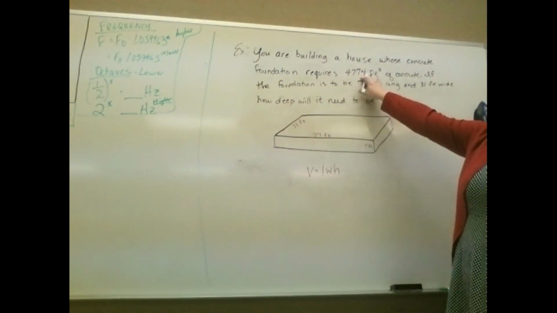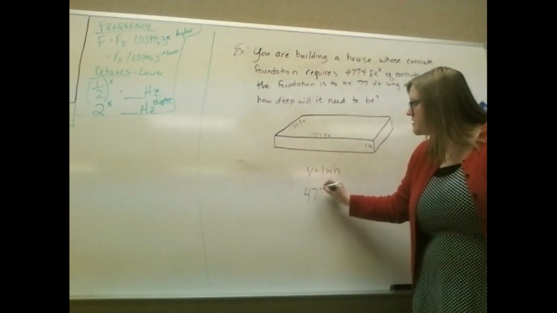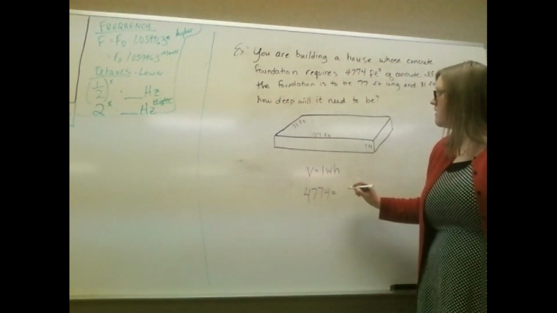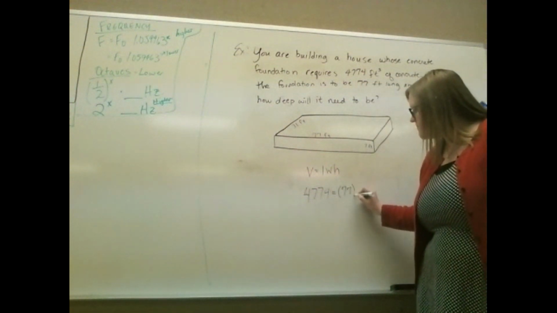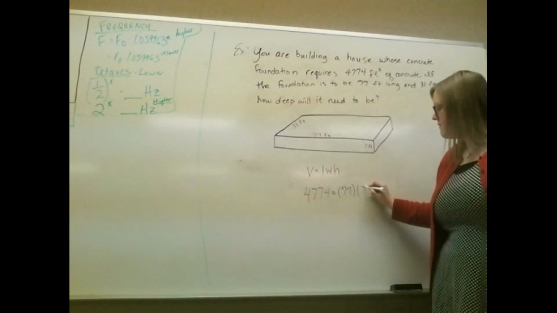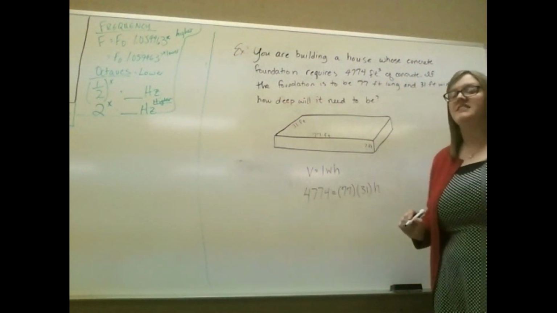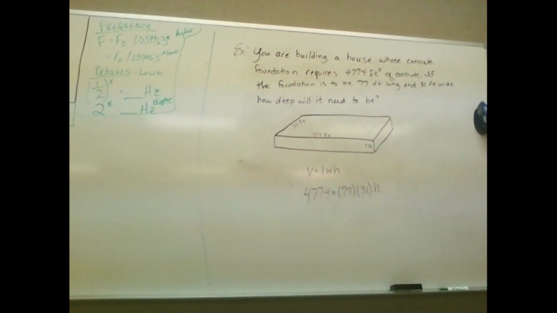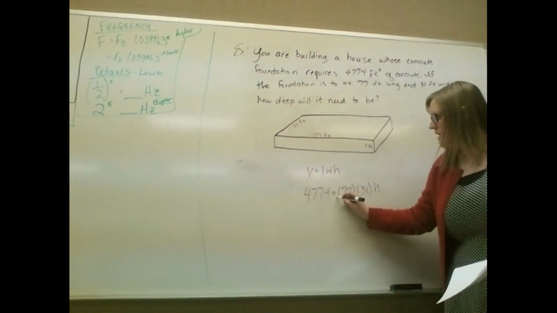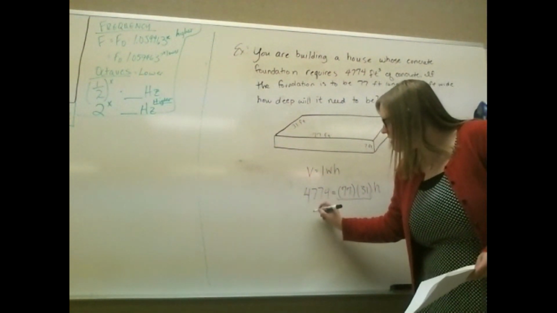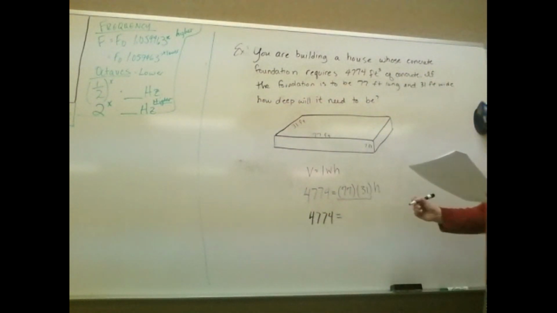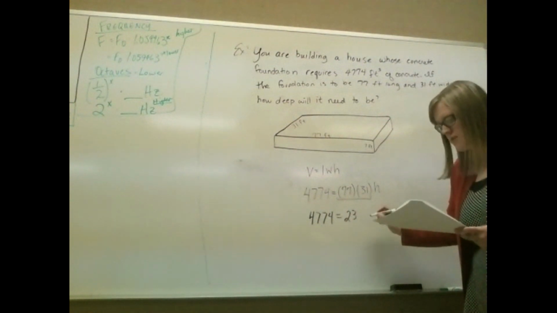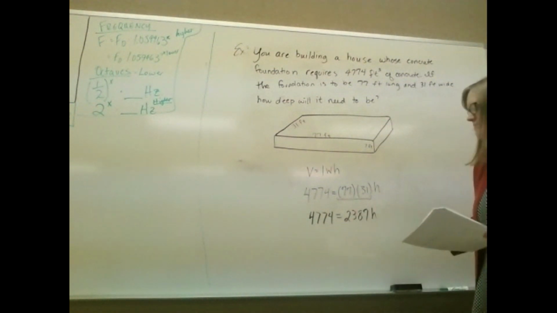So we know the volume is 4,774. They told us that the length is 77 feet and that the width is 31. And they want us to find the depth, or another word for depth is height. The first thing I'm going to do is multiply these numbers together. That gives me the equation 4,774 equals 2,387H.